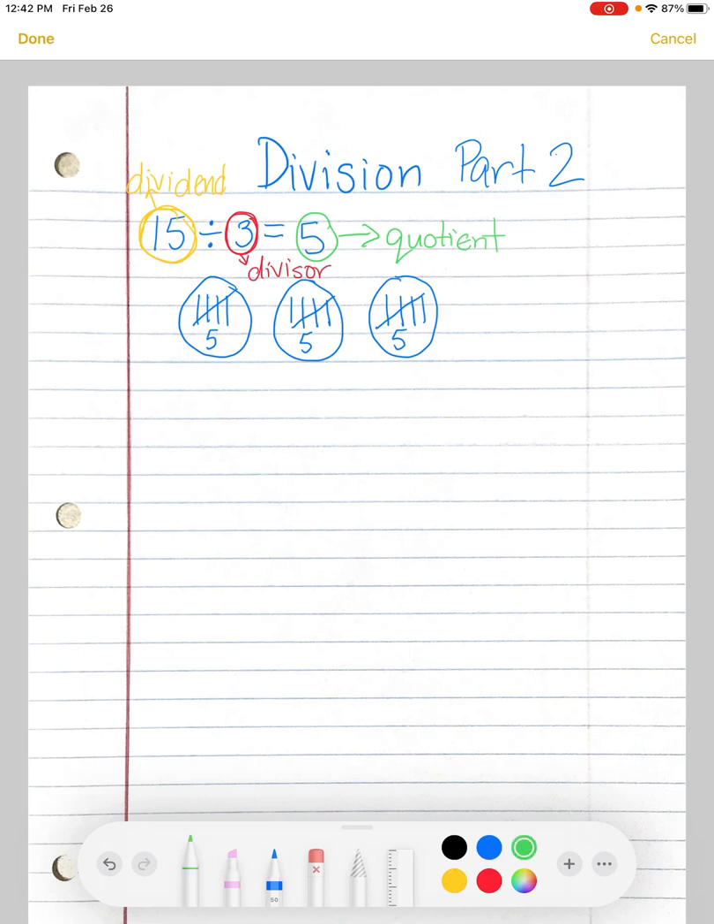So let's do a different pattern today. Let's do some 4s. So 4, 8, 12, 16, 20, 24, 28, 32, 36, 40. So I have my 4's multiples here. We're going to use those to answer a few division problems.